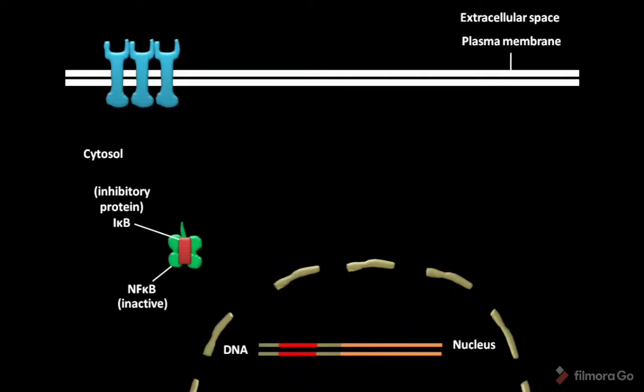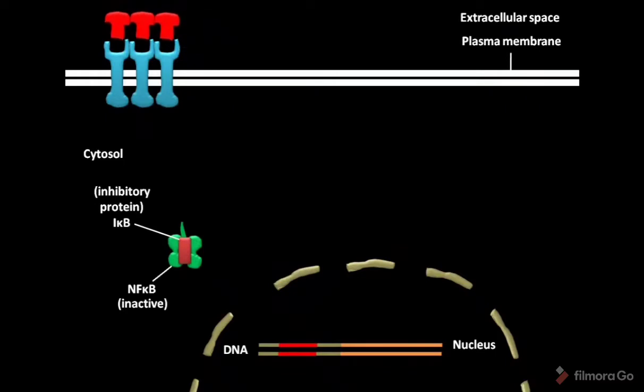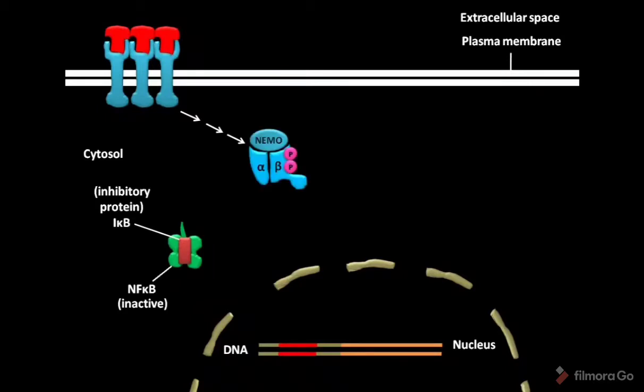When a stimulus like trimeric TNF-alpha binds to the trimeric TNF-alpha receptor present in the plasma membrane of a cell, the cytosolic tail of the receptor recruits various signaling proteins. This recruitment results in activation of a serine threonine kinase. This active serine threonine kinase phosphorylates and activates the IKK complex, or IkB kinase complex.